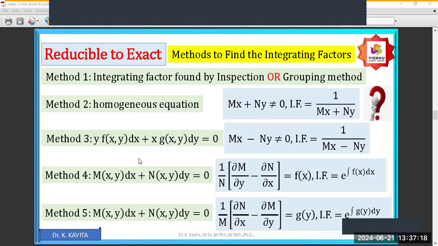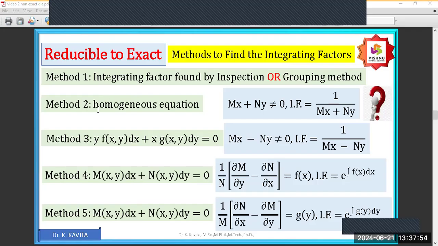Now we can see the methods we are going to use for reducing to exact differential equations, when the problem is not an exact problem and we have to convert it. Here I mentioned 1, 2, 3, 4, 5. The first one is the integrating factor, which we discussed now, also known as the grouping method. The second one, we just discussed, is homogeneous, and then non-homogeneous also. The fourth and fifth are not specifically mentioned by name, like this method is homogeneous, this method is integrating factor.